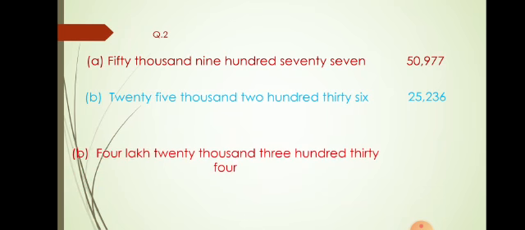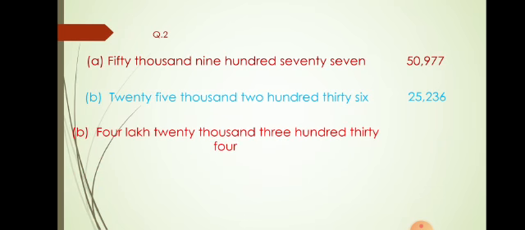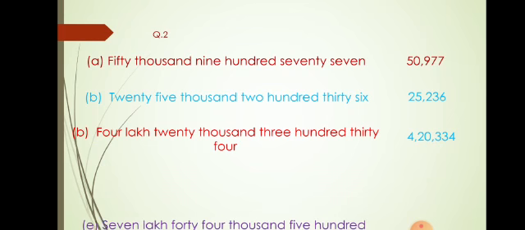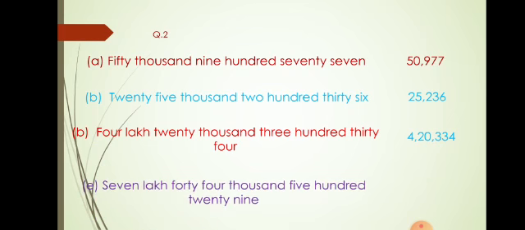Then we have 4,20,334. So this is the lakh period. So 4 will go in the lakh period, 20 in the 1000 period and 334 in the ones period. 7,44,529. So 7 in the period of lakh, 44 in the period of 1000, 529 in the period of ones.